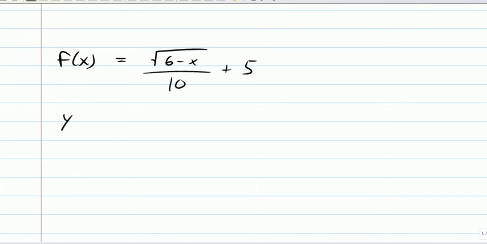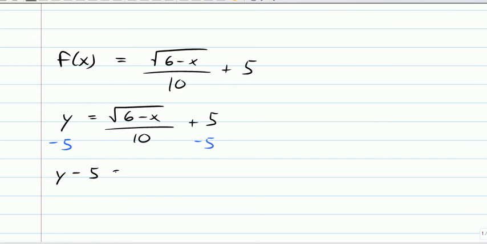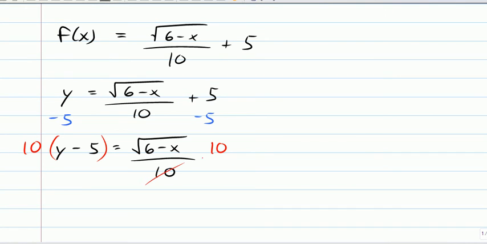Alright, so the process here. We got y equals the square root of 6 minus x, over 10, plus 5. I'm going to solve for x. Subtract 5 from both sides. I have y minus 5 equals the square root of 6 minus x, over 10. Now I'm going to multiply both sides by 10. So that gives me 10 times y minus 5 equals the square root of 6 minus x.